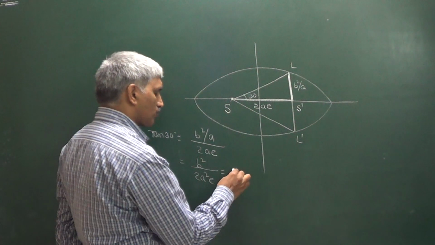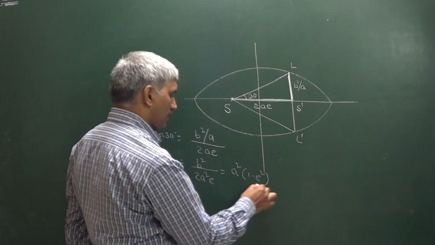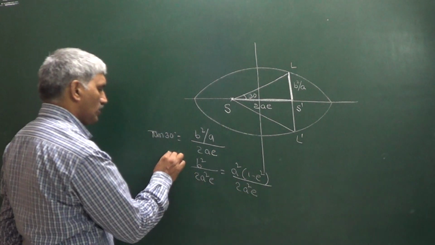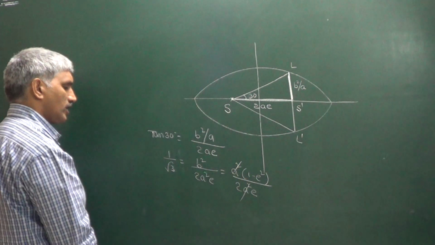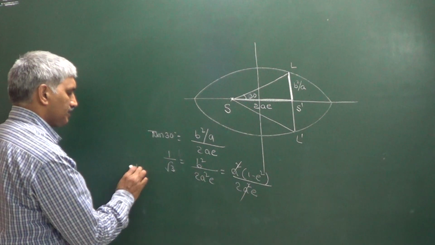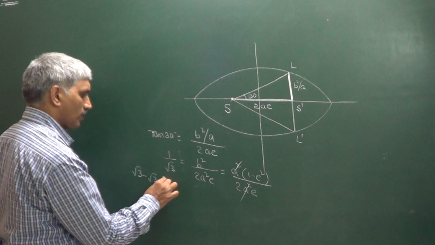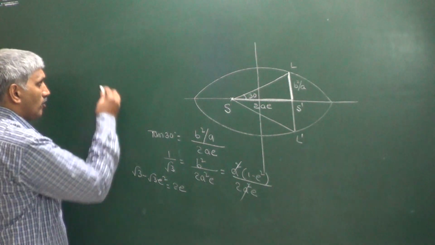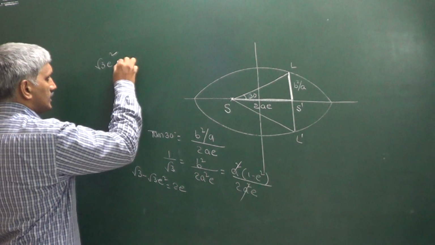What can we write for b square? b square is equal to a square into (1 minus e square), divided by 2 times a square e, which is equal to 1 by root 3. Now a square gets cancelled. We are getting root 3 minus root 3 e square is equal to 2 times eccentricity. From this quadratic equation, we can comfortably find out the value of eccentricity.